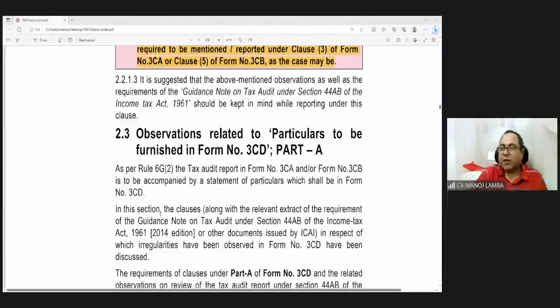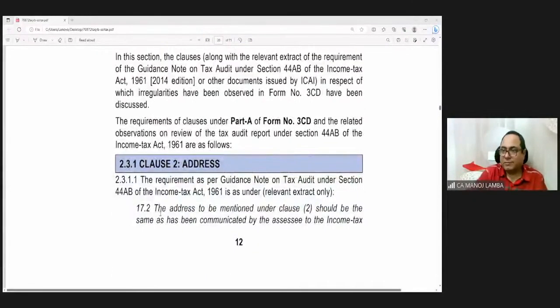Now coming to the particulars to be furnished in form number 3CD, part A. The first clause I am touching today is clause number 2 of form number 3CD, which talks about the address of the assessee. This is a very simple clause. Now the question coming to the minds of many viewers attending this webinar is why I am teaching this very simple clause. I know what the address of the assessee is, but many members are committing mistakes in this clause also.